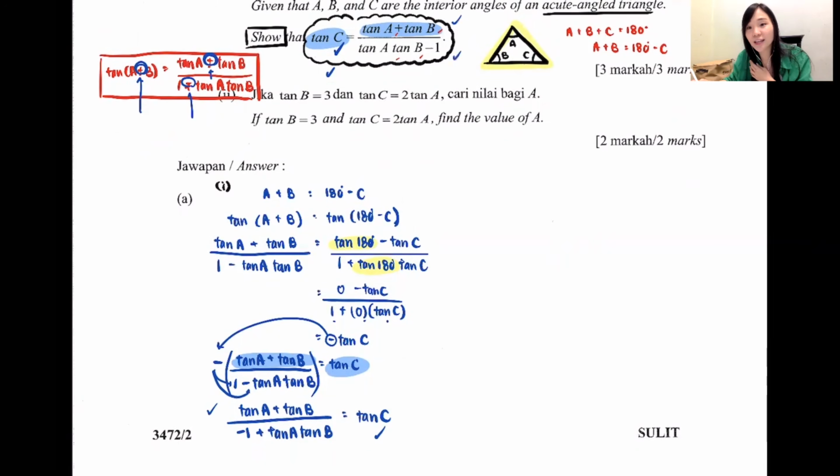Bottom is tangent A, tangent B minus 1. So isn't it tangent A, tangent B minus 1? Just the sequence different, but you know they totally represent the same thing. Isn't it now? Proudly write the word shown. That. Hopefully you guys understand it.